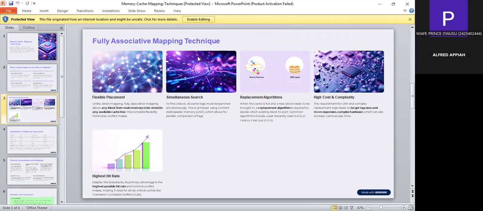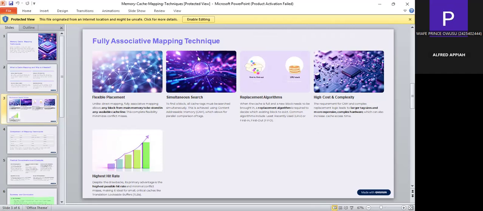And complexity. This is where the requirement of a CAM and complex replacement logic leads to larger tag size and more expensive, complex hardware, which can also increase cache access time.